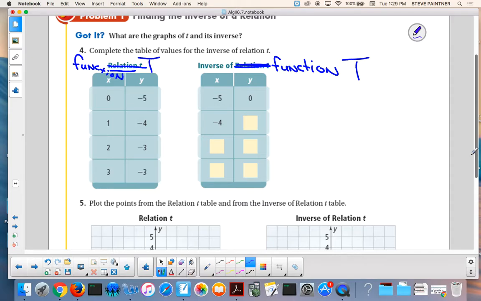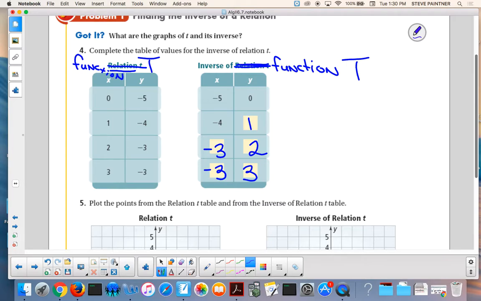-4, 1. That's what I'm trying to get across to you. Just switch the x's and y's, and you've got the inverse. 2, -3. -3, 2. Next, 3, -3, -3, 3. So a function and its inverse, all the x's and y's all get what? Swapped. Yep, that's it. Now down here it says graph this table here.